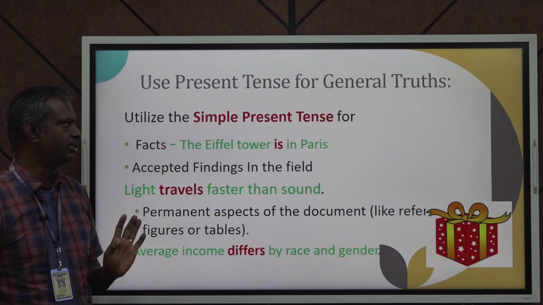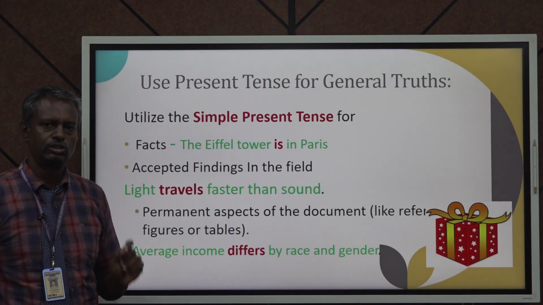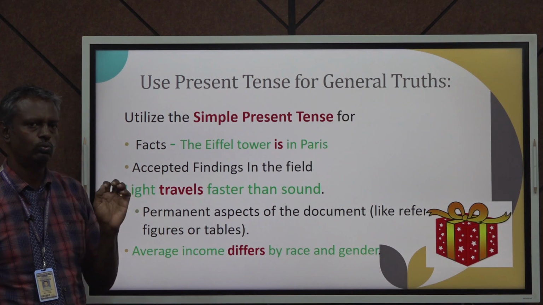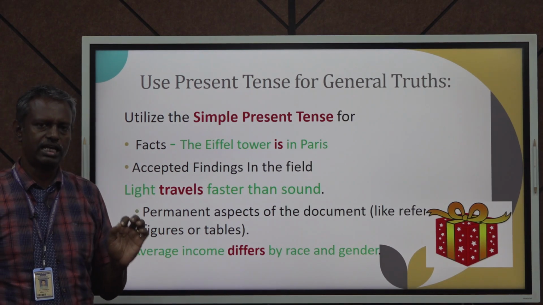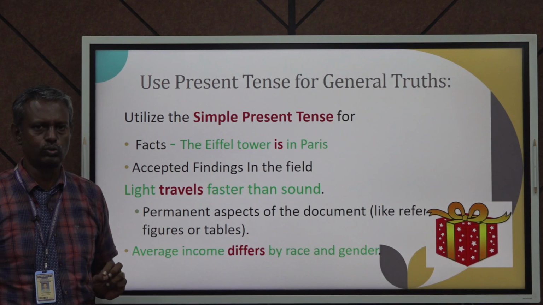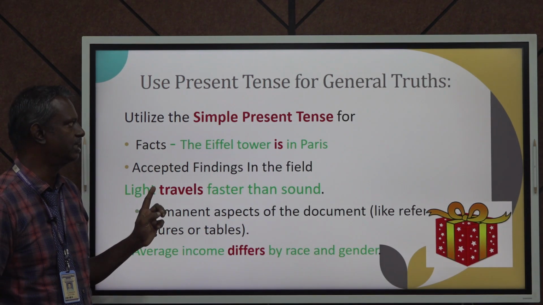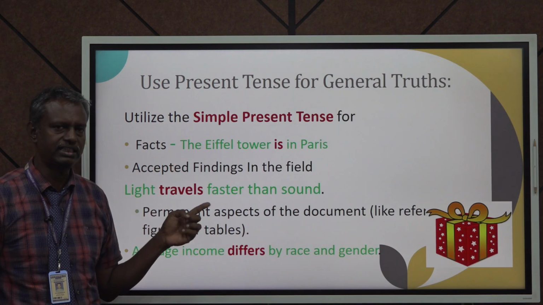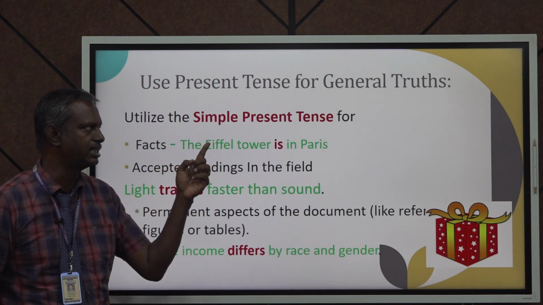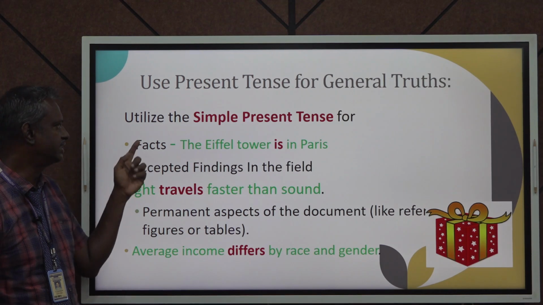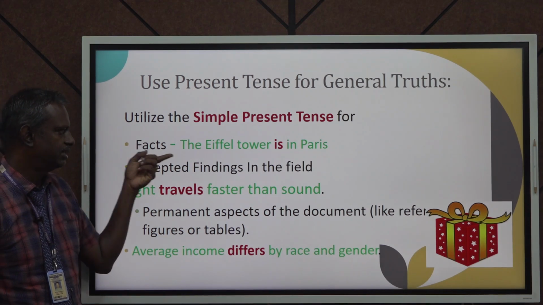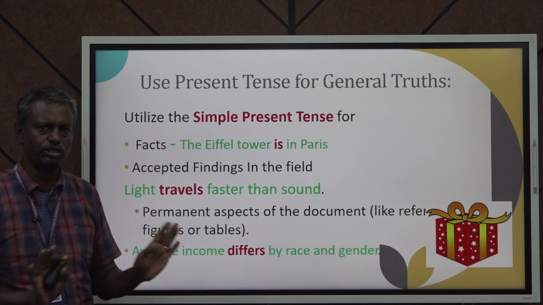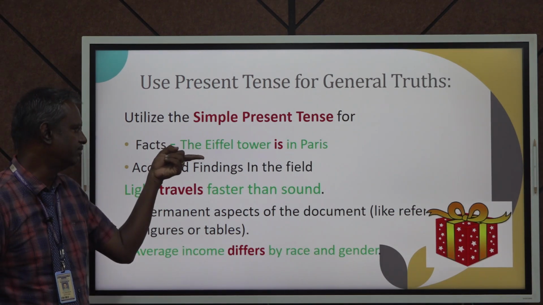Some of the points that you have to keep in mind while using the tense. Here I am going to tell you the mistakes that engineers usually make. The first thing is, you have to take care where to use the present tense. You have to use it while stating general truths. For example, facts: the Eiffel Tower is in Paris. Here it is not going to change, so it is a fact.